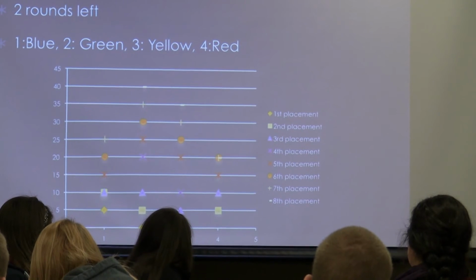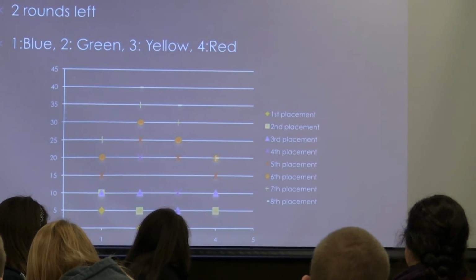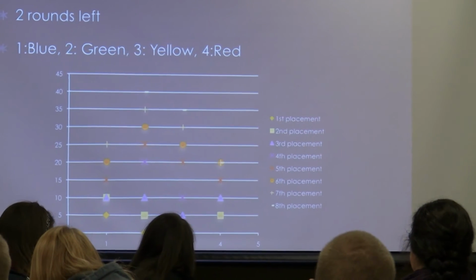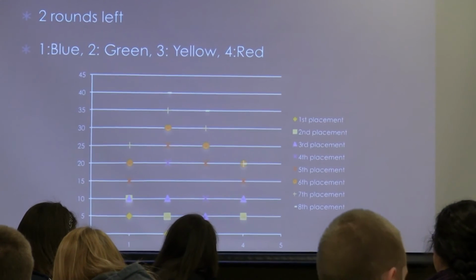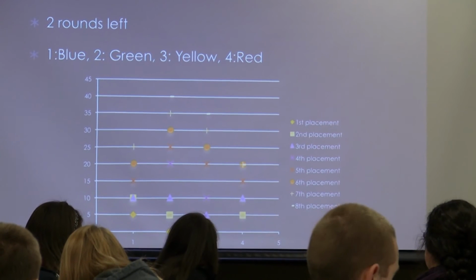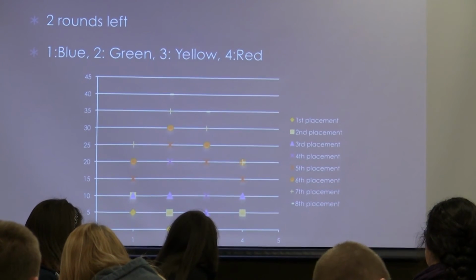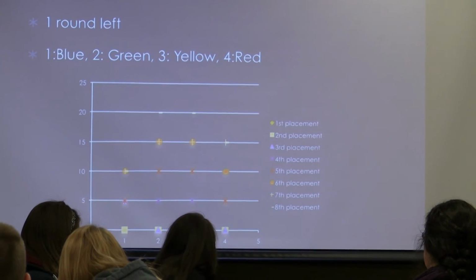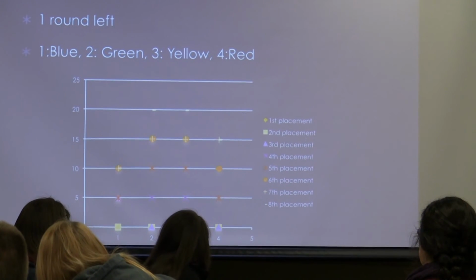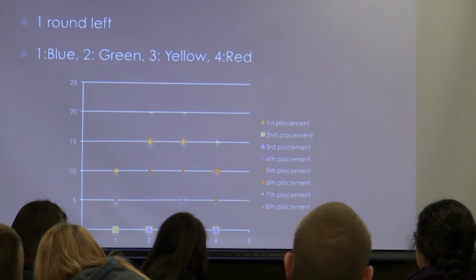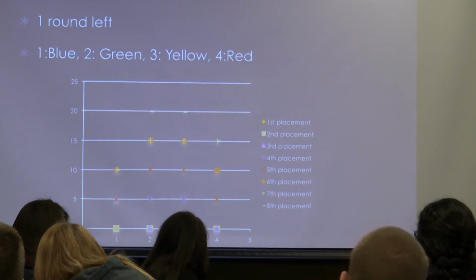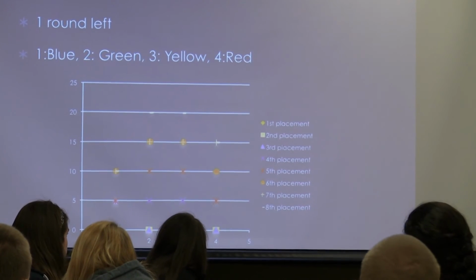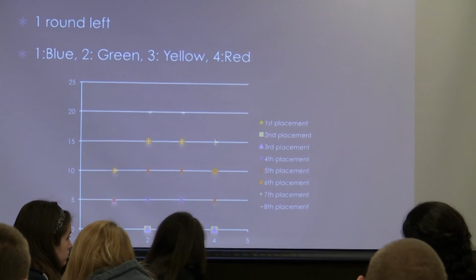With 2 rounds left, the colors start to even out a little bit, with green and yellow competing for first, and then the red is down to one of the lowest values. And then with 1 round left at the end of the game, green and yellow are worth about the same, and red is actually worth a little bit more than the blue.